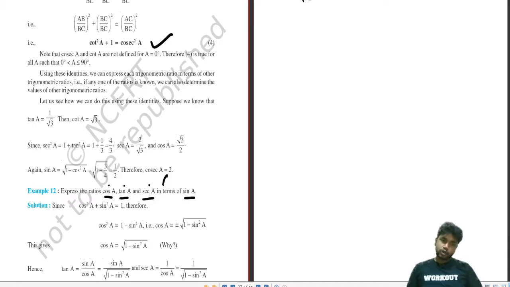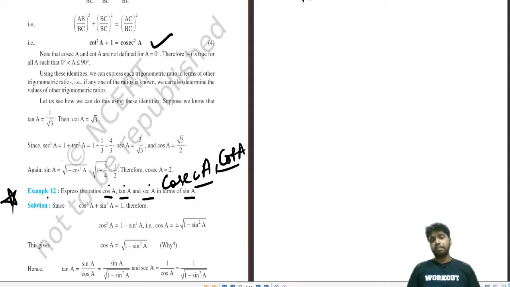I will be dealing with cosec and cot also for your perfect clearance. Okay, this is the most important sum to be dealt with by every student. Obviously this may or may not be asked to you in the examination, but you should know this.